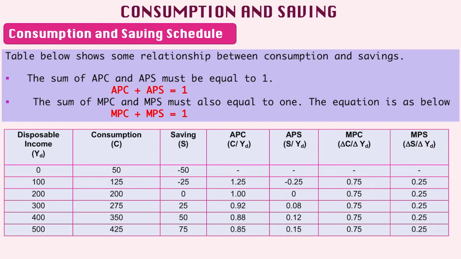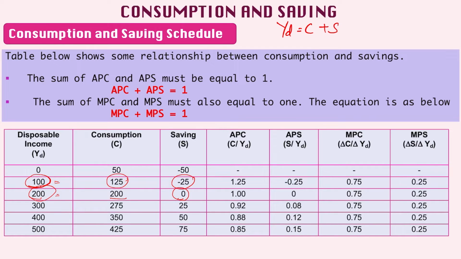Actually, APC plus APS equals 1. For example, I told you before, YD equals C plus S. Let's look at the table here. 100 equals C plus S: 125 plus negative 25 equals 100. And if it is 200 plus 0 saving, it equals 200.